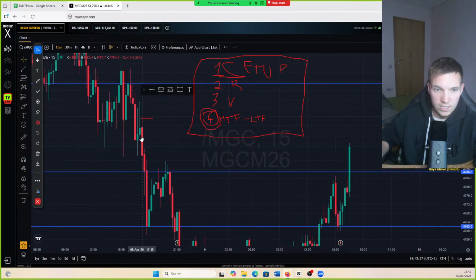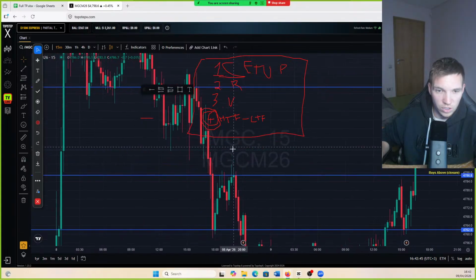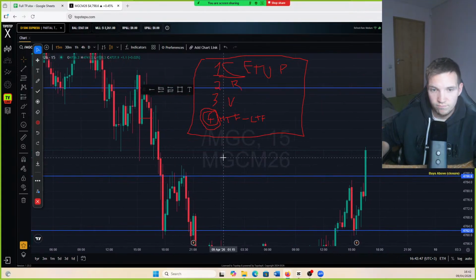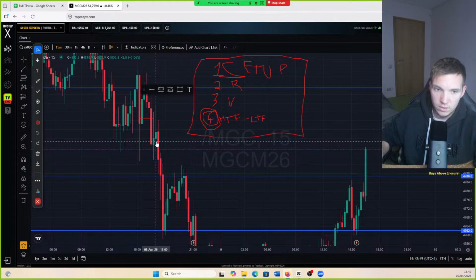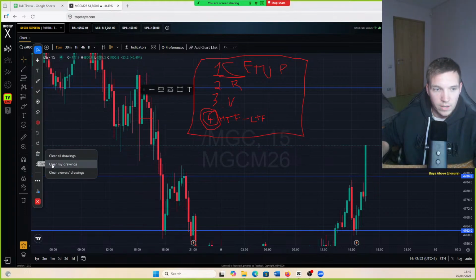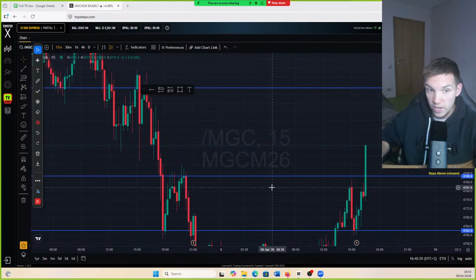Because let's say if this wick were much bigger, I would not be able to enter. I would need to wait for this candle to close and then potentially enter on this. So we just had a recipe for an A+ setup, which we executed and we got over W.